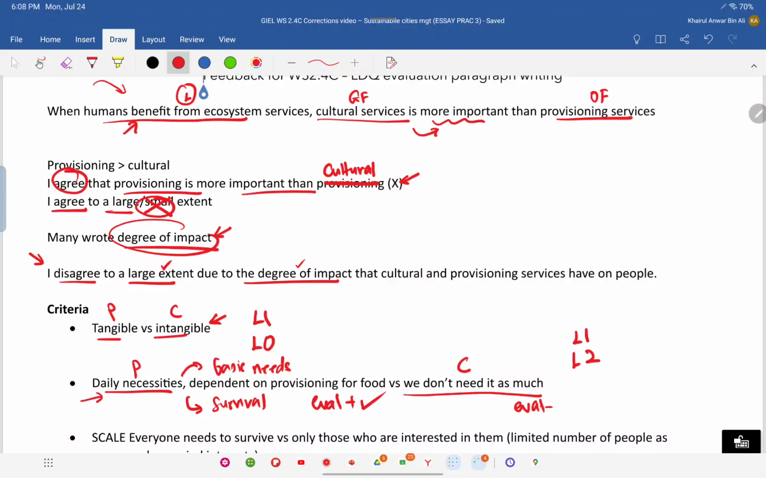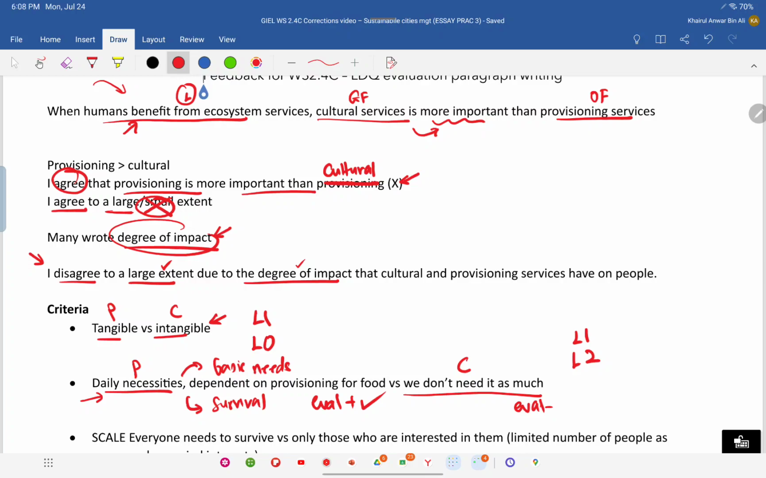Right? You can maybe say we don't need it for survival, but that's saying survival is a criteria, which of course, provisioning is by default going to be the thing that gives you the survival capability and so on. So it's next to impossible for you to get a tick next to the eval minus lah. So even if you've elaborated very well, you may be able to get up to level 2. Okay, how to get higher than that?